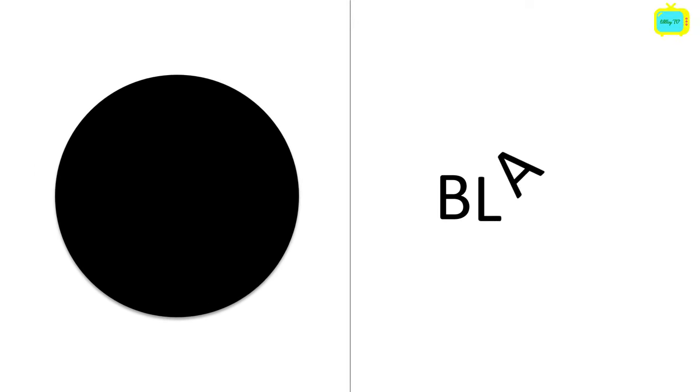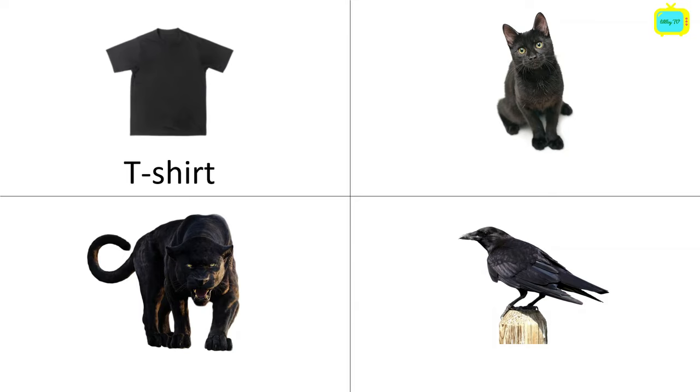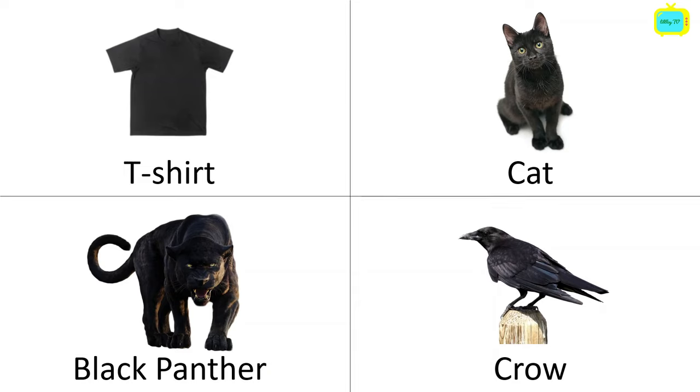Black. Black color. Now let's see what things we have in black color. T-shirt. Black T-shirt. Cat. Black cat. Black panther. Black panther. Crow. Black crow.